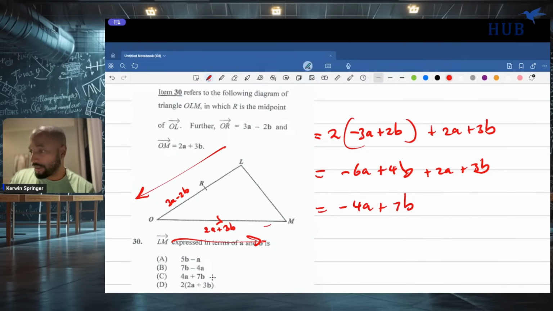All right, why am I getting a negative? Look at here. The sign will switch. So I switch these signs here because you're going backwards. So B is the answer. B is the answer. All right, how are you feeling so far?